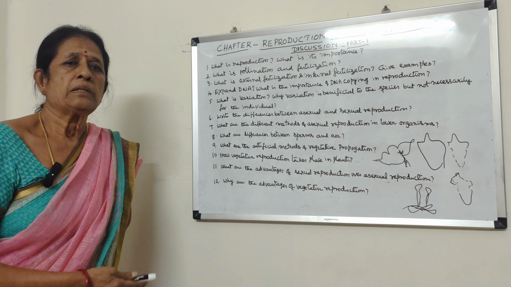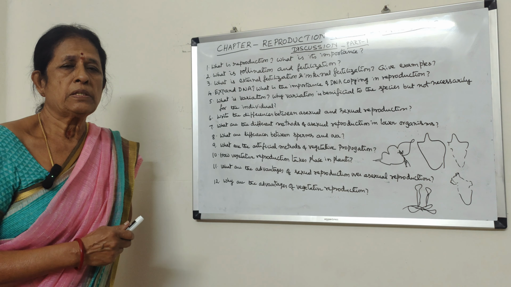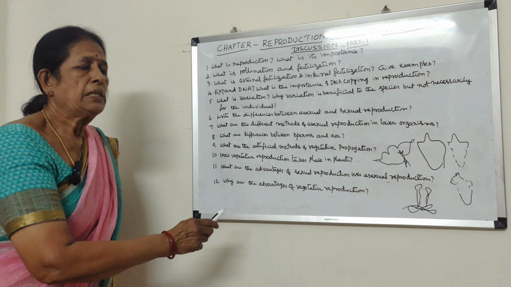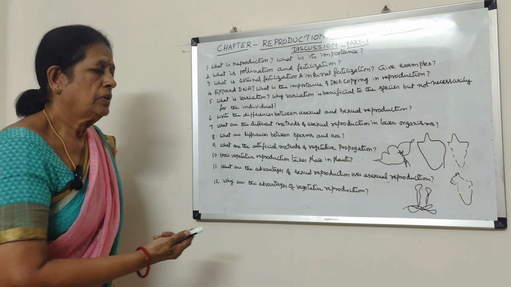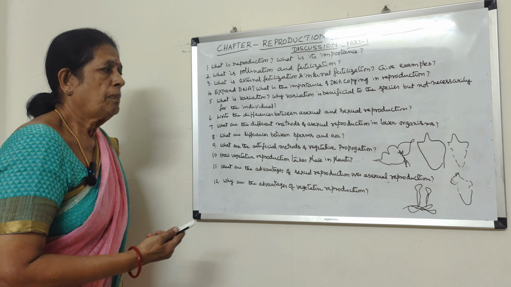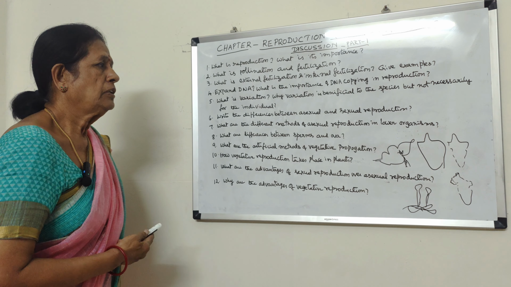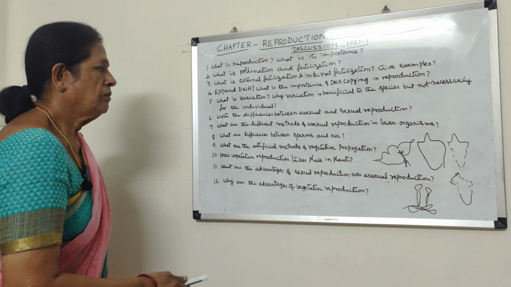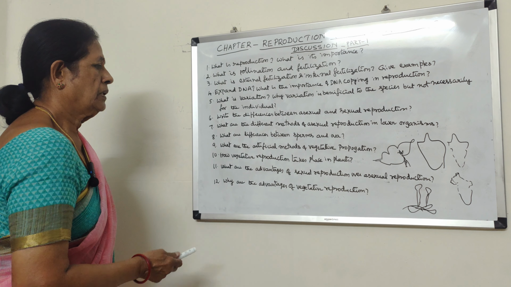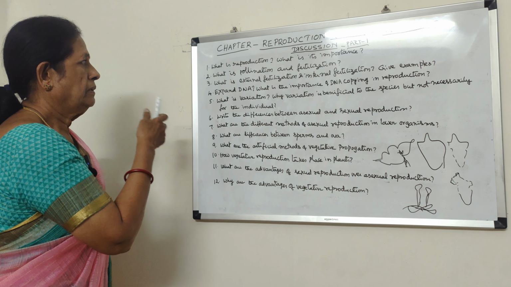And some plants produce flowers very rarely. In such conditions, by means of vegetative reproduction, more plants can be grown within a short period of time. So that is the importance of vegetative reproduction. Okay, so these are all the important things.